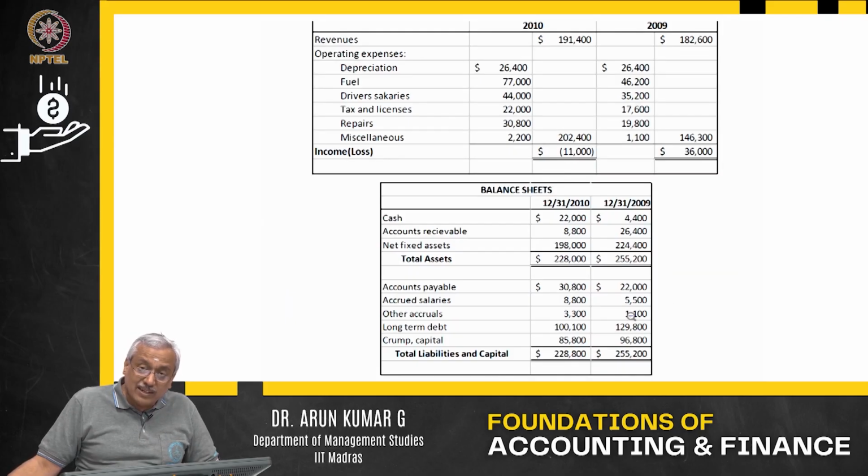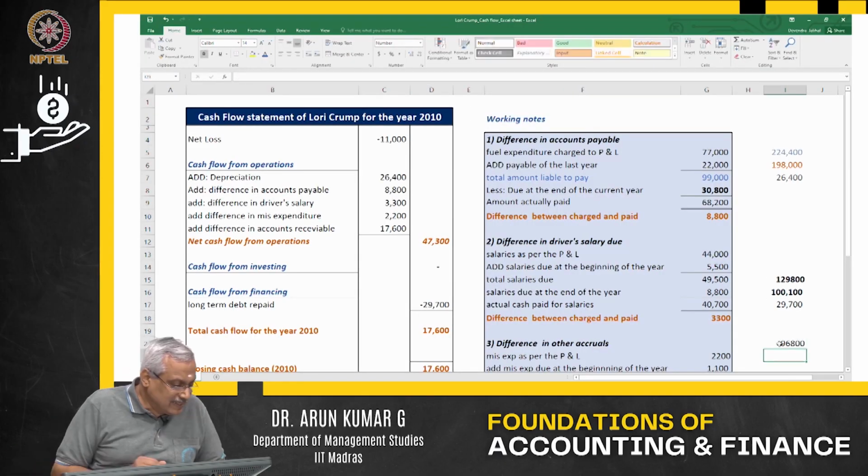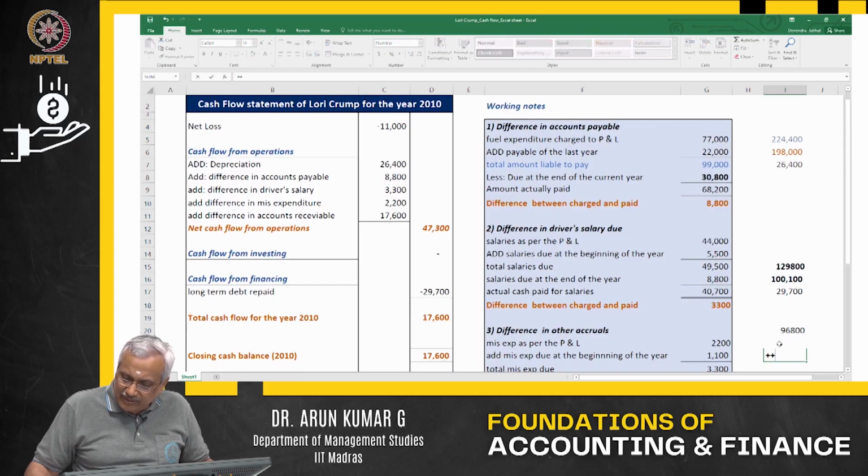So have you paid back? Let us see. 96,800 was last year's capital. This year the capital has reduced to 85,800. What is the difference? Let us see what the difference is.